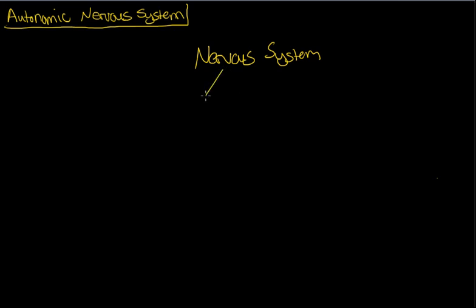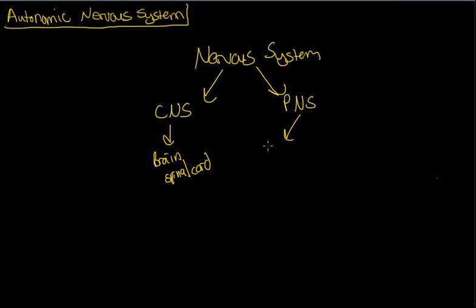which is broken down into your central nervous system, which is your brain and spinal cord, and your peripheral nervous system. It's broken down into somatic and autonomic nervous systems. Somatic and autonomic, which we're going to focus on today. Autonomic.